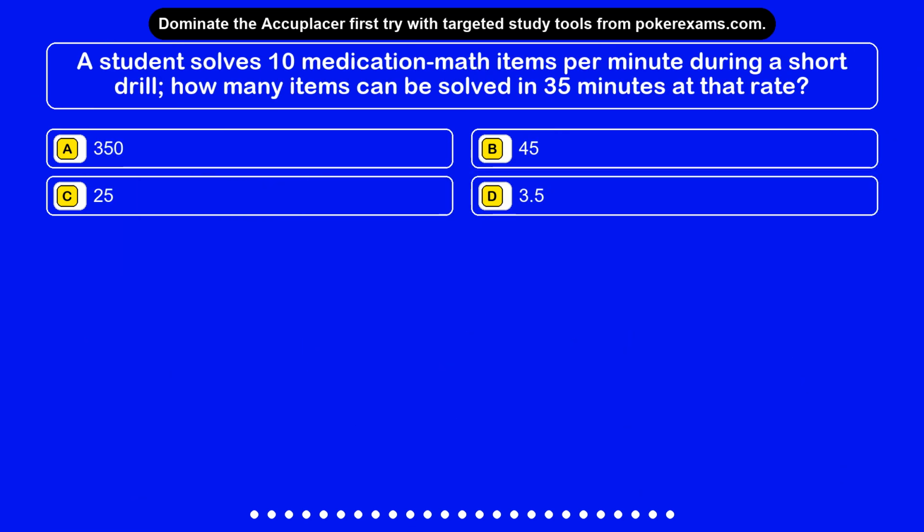Question 5. A student solves 10 medication math items per minute during a short drill. How many items can be solved in 35 minutes at that rate? Option A, 350. Option B, 45. Option C, 25. Option D, 3.5.